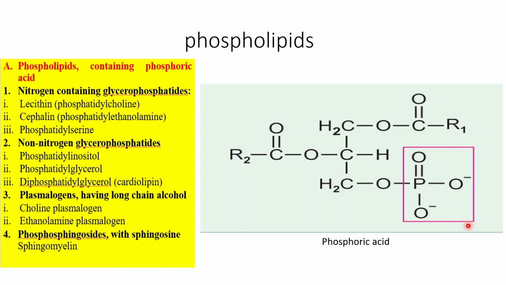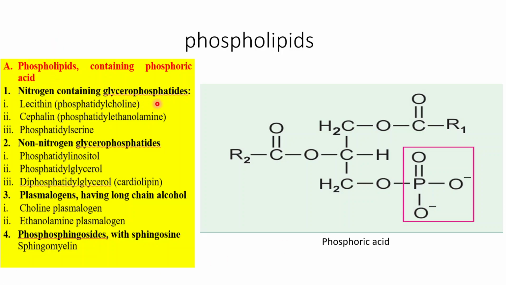A phosphate group is attached, hence it is known as a phosphoric acid. This is the basic structure of a phosphoric acid. Phospholipids having this phosphoric acid are classified as phospholipids. Now let us try and understand the first one.